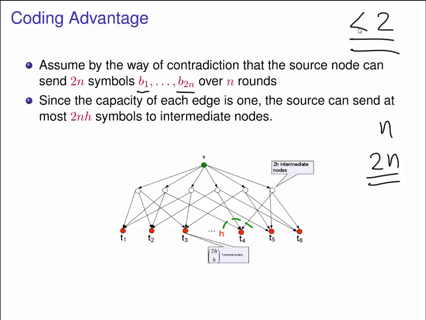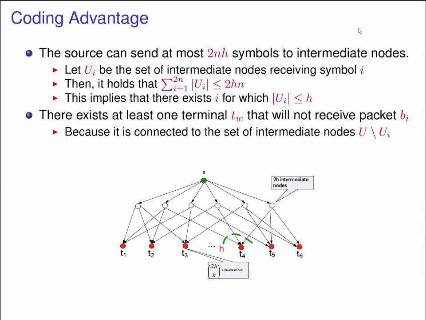The first observation is that since the capacity of each edge is exactly 1, the total number of symbols the source can send is limited to 2n times h. This follows from the fact that the source has 2h outgoing links, and each link can send 1 packet per round, so over n rounds we can send 2 times n times h packets.